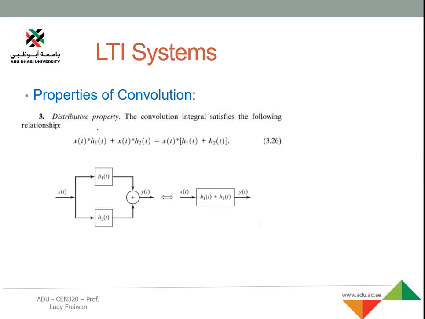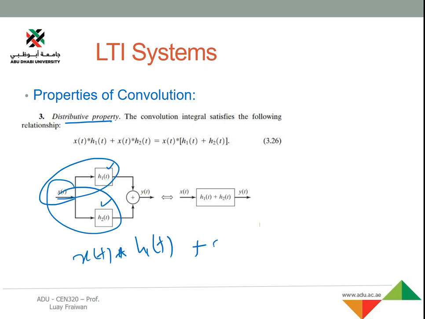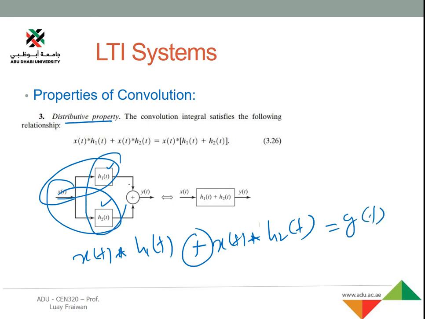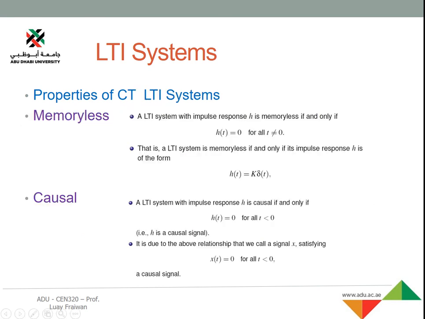This is called the associative property of the convolution. And then the last property is the distributive property. Distributive property is where there are two impulse responses that are added. One way is to first convolve x with this one, then convolve x with that one, and then add both of them to get your output. The other way is to first add them, and then convolve with x, and you will get the same output. So this is the distributive property.